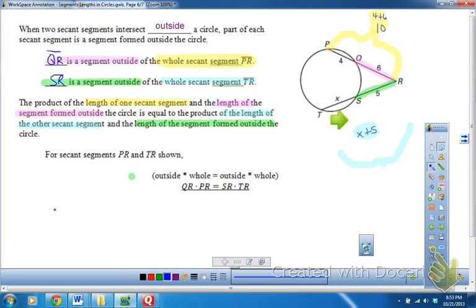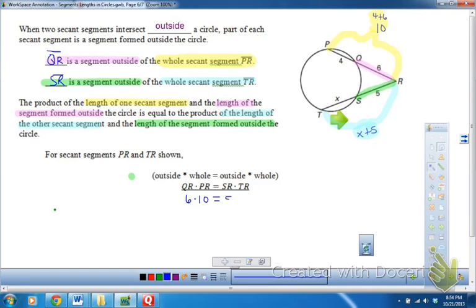All right, now if I come down here, QR we can see is equal to 6. Now that's the outside that's in the pink there. PR is equal to 10. You had to add the whole piece together, the 4 plus the 6, to get the 10.